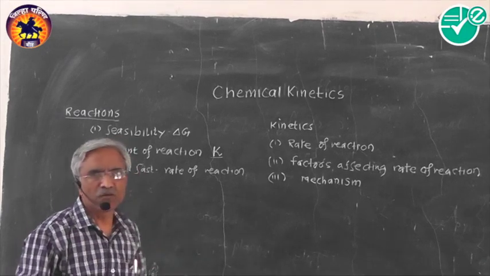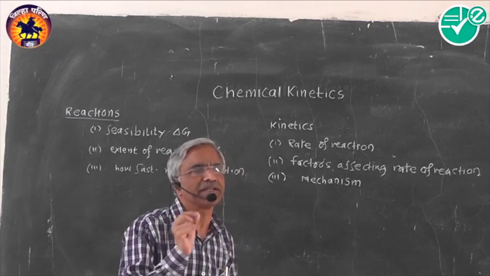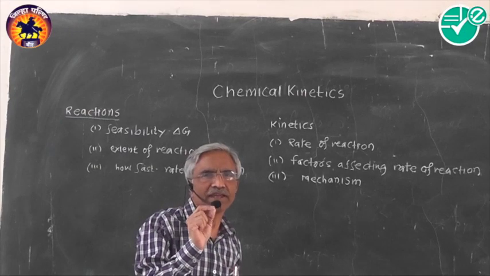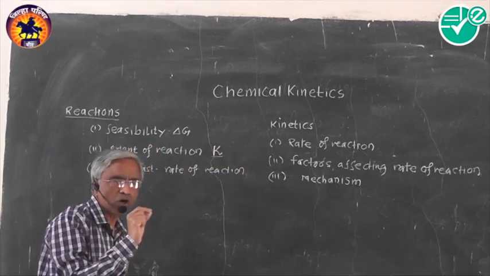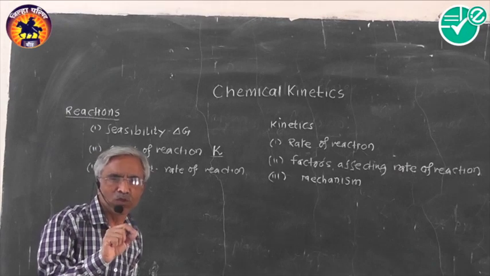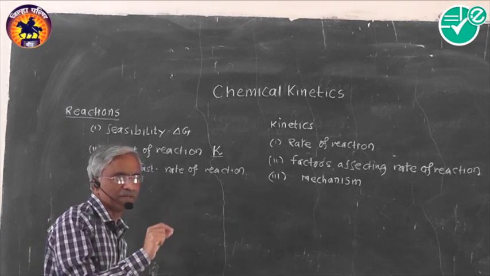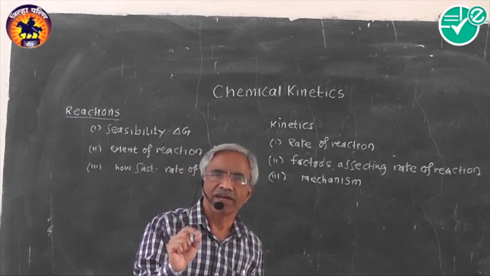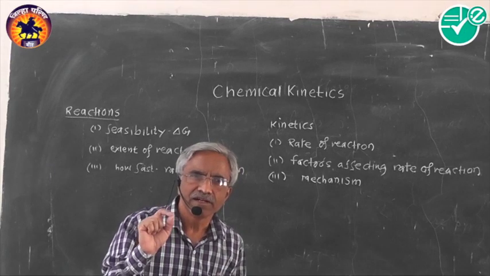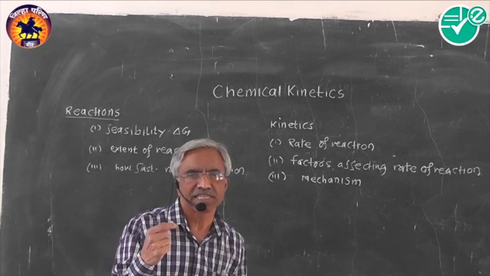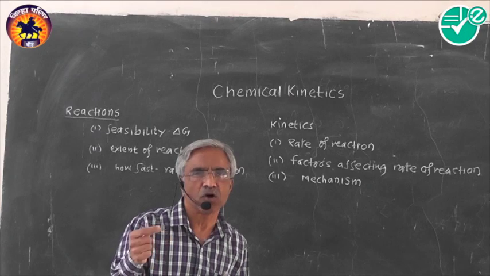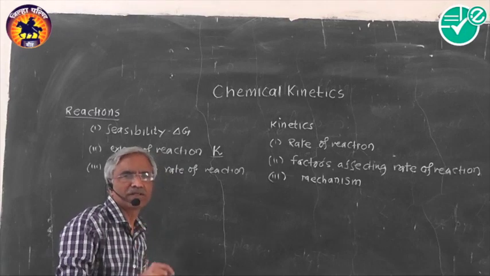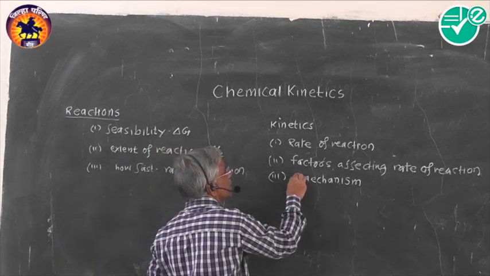Now let us see what this branch of kinetics is. The branch of kinetics consists of three important factors. One, it mathematically calculates the rate of the chemical reaction. Second, it emphasizes the factors which affect the rate of a chemical reaction, such as concentration, temperature, catalyst and all that, which we will see in the next articles. The third and very important one is the mechanism of the reaction.